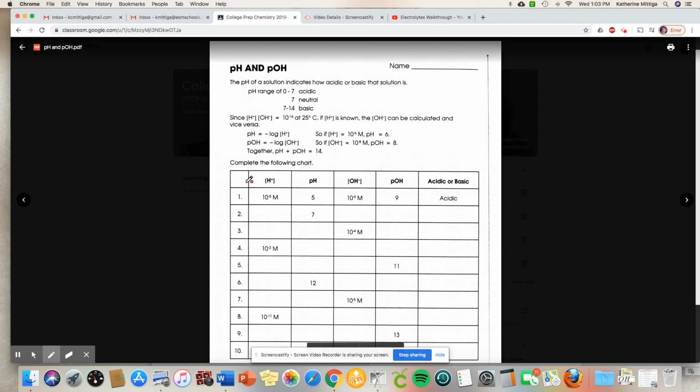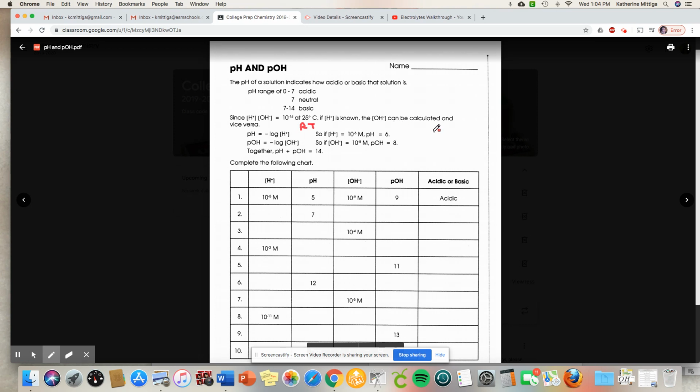Now notice how, according to this worksheet, let's just say below 7 is acid, above 7 is base, and 7 is neutral, although it's a little hazier on there. So if that's the amount of hydrogen, the hydroxide, the OH, has to be the rest. Since H plus concentration times OH minus concentration equals 1 times 10 to the minus 14 at 25 degrees Celsius, that's room temperature, if you know the concentration of H plus, the OH minus can be calculated and vice versa.